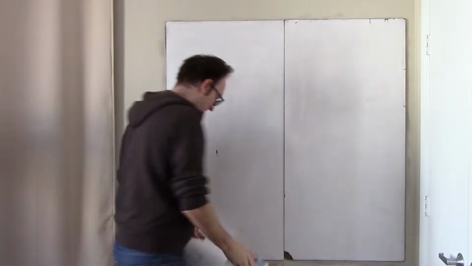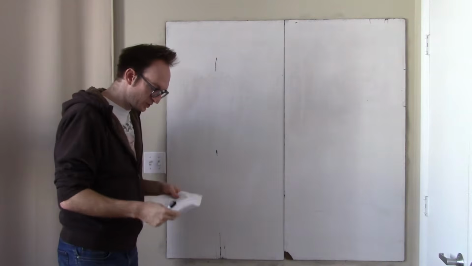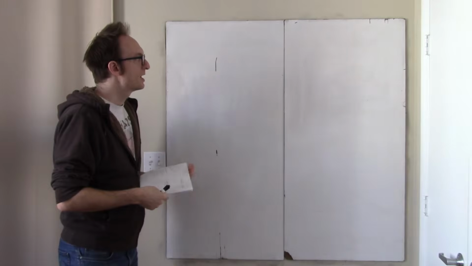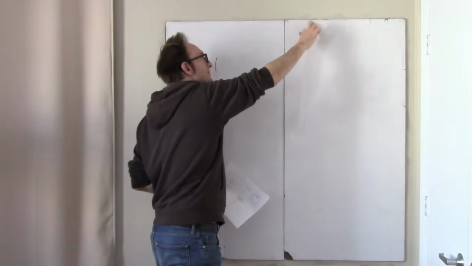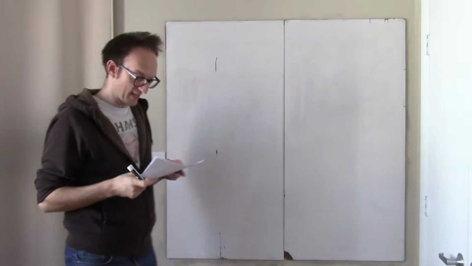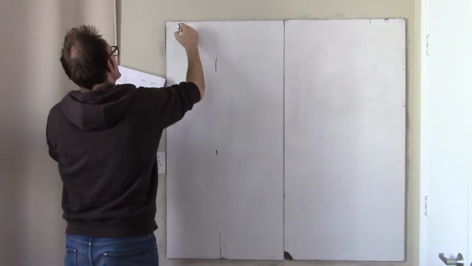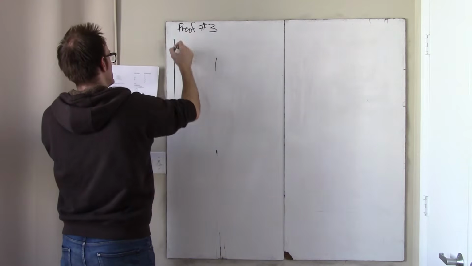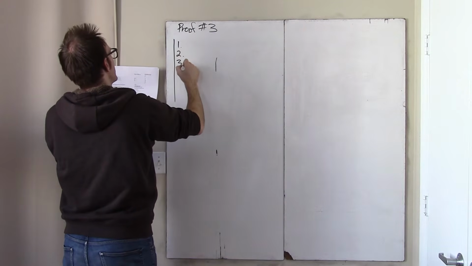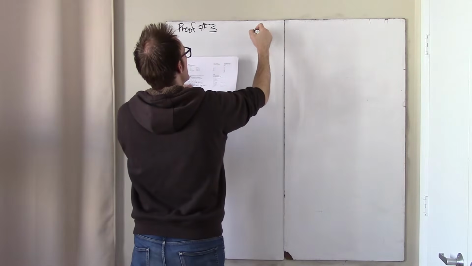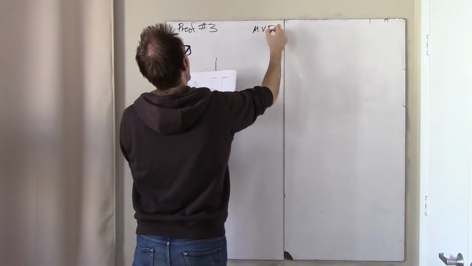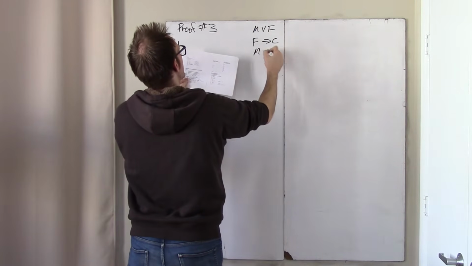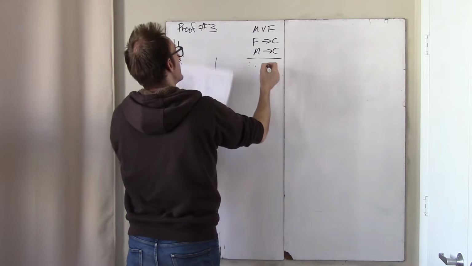It really gets interesting when you start expanding to logical arguments that require more complex proofs. And here, I'll just do it. This was proof number 3 in the packet. We have these premises: M or F, F implies C, M implies C, and therefore C.